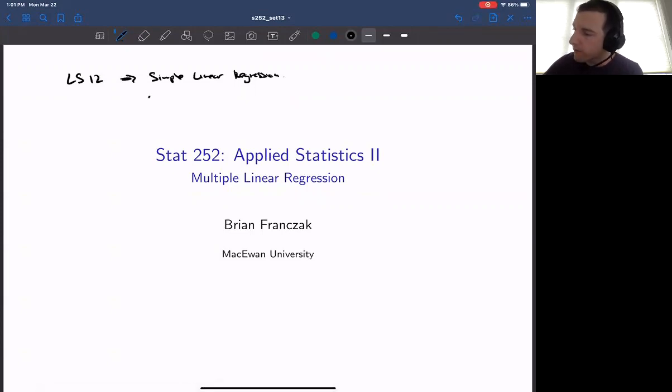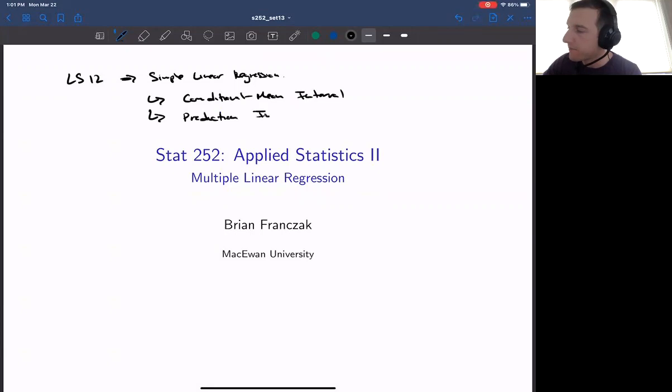Just a few notes. So there were two major topics that we studied in the Friday lecture. That was the asynchronous lecture. And those were the conditional mean interval and the prediction interval. Now, those were the only two inferential procedures that you likely have not seen before.